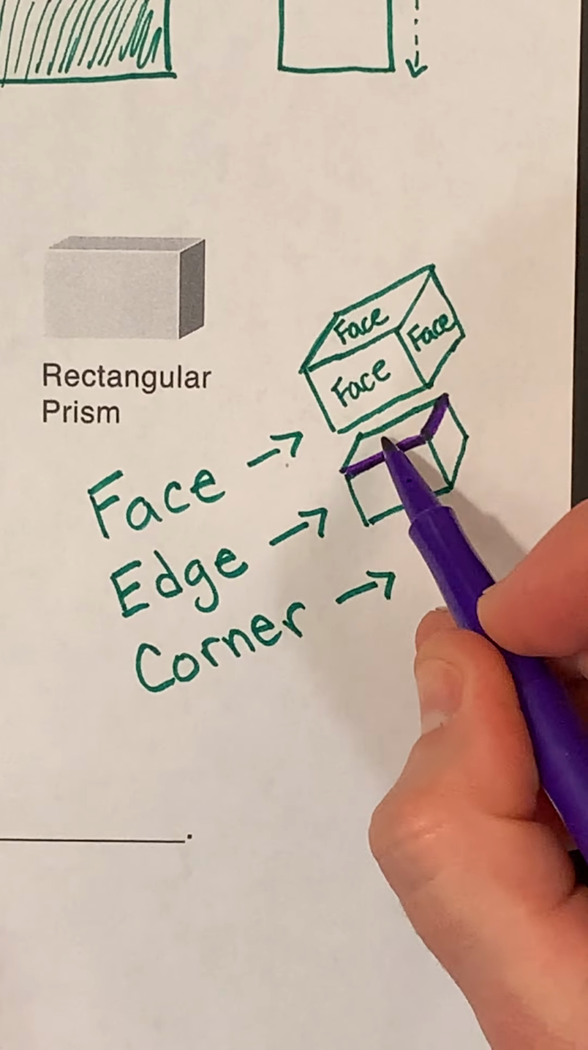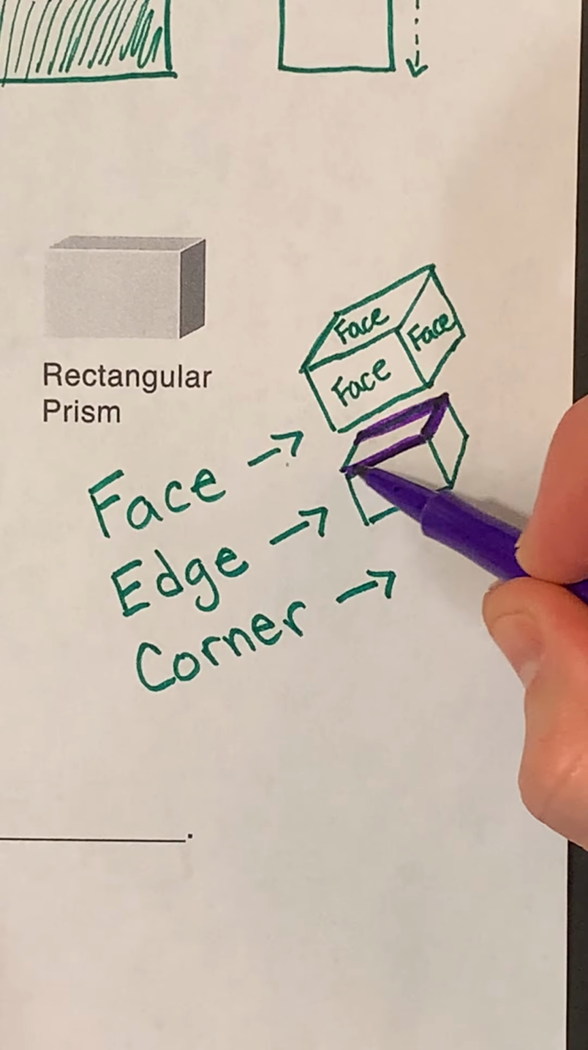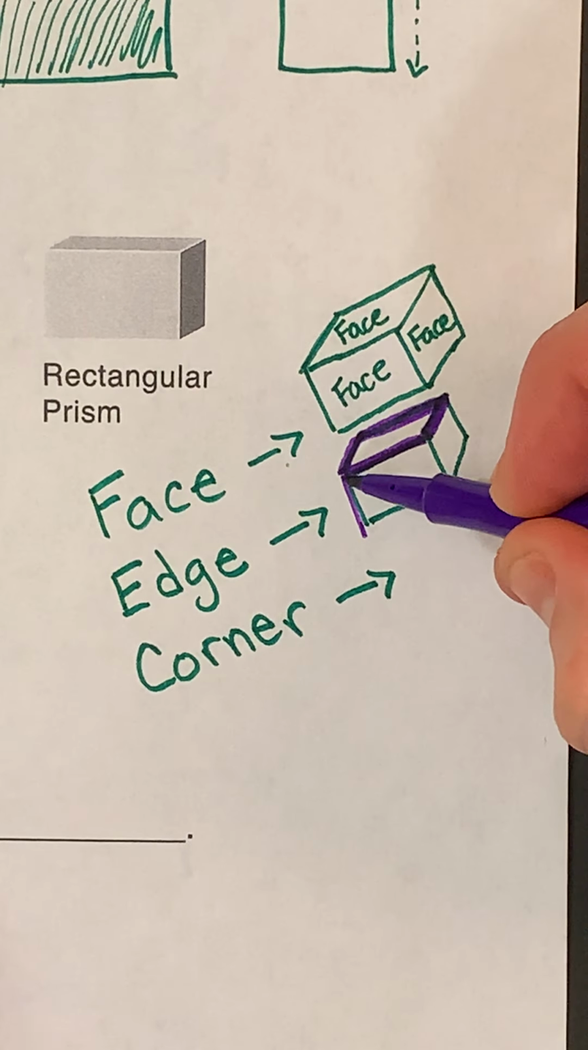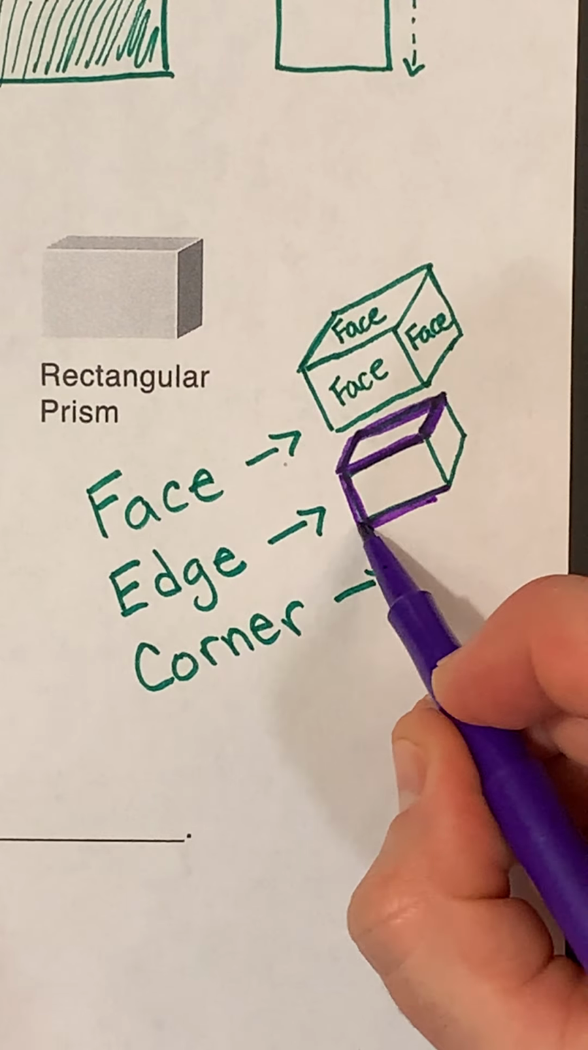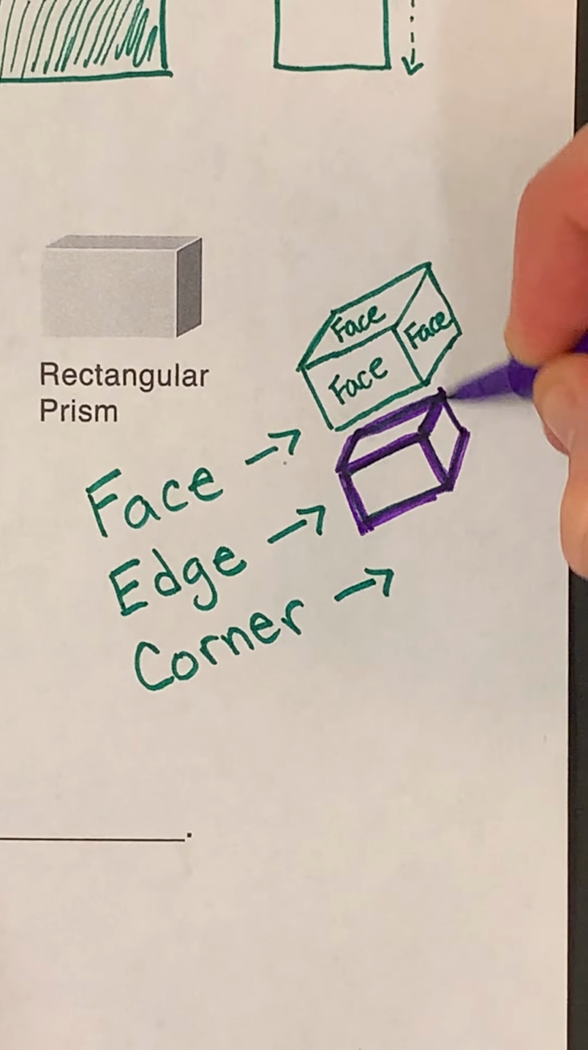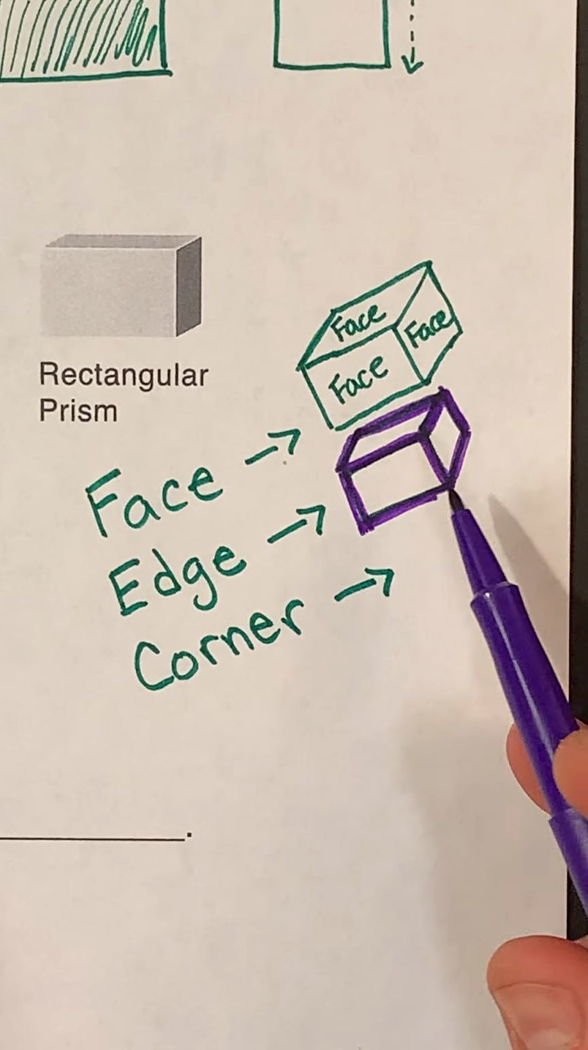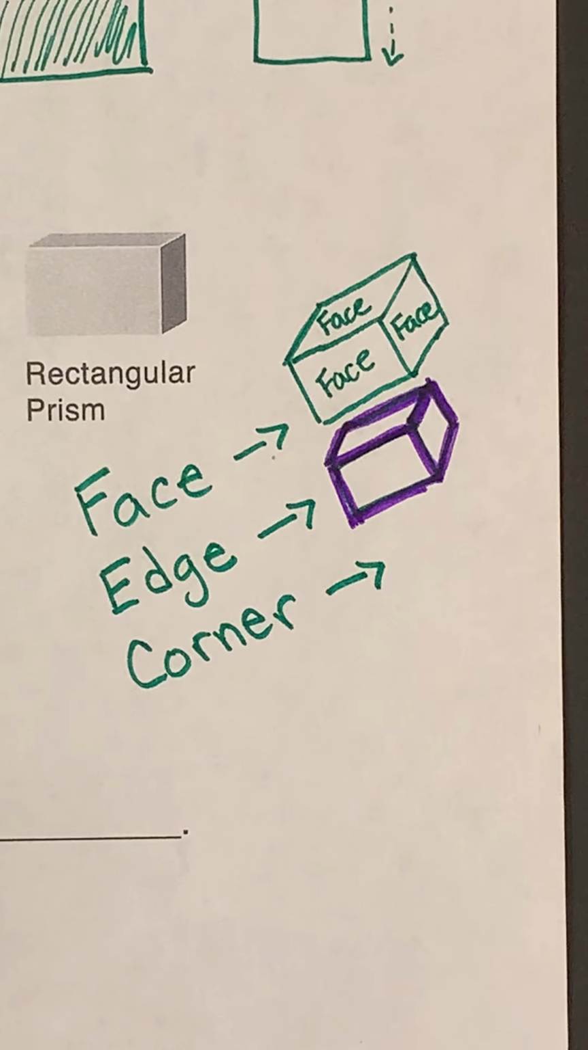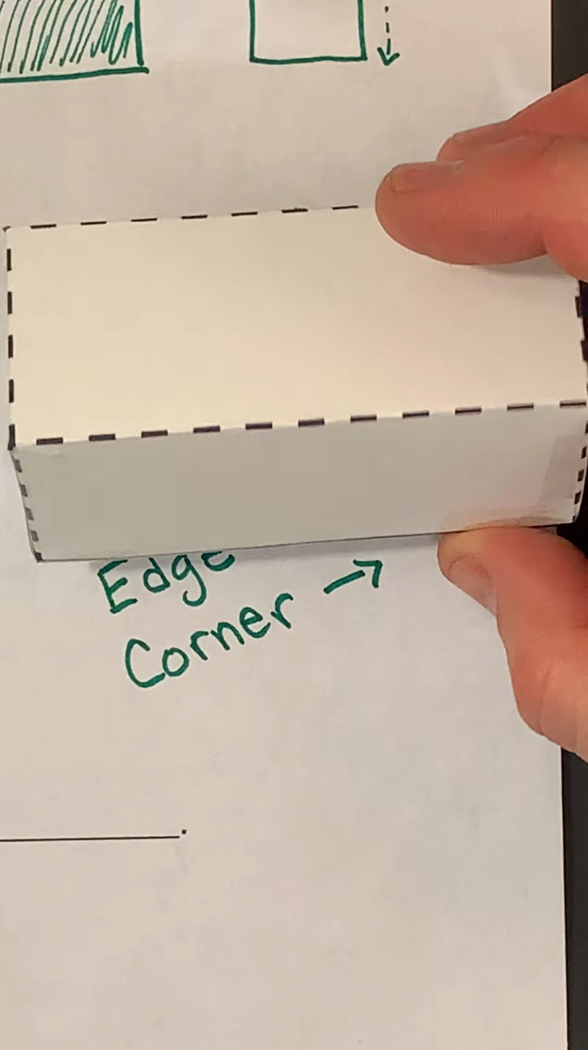That's one edge, 2, 3, 4, 5, 6, 7, 8, 9. But remember, there are some on the back side we can't see, and that's why it's kind of nice to have something we can look at.